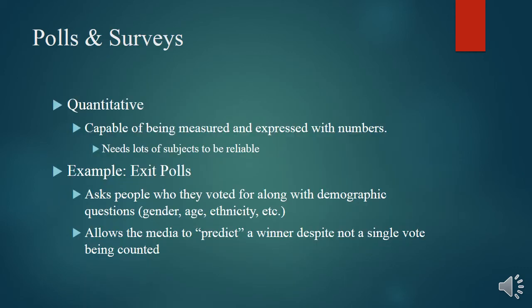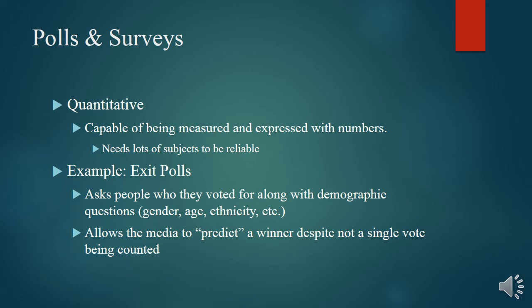Polls and surveys are another method that will reveal locational information. And polls and surveys can produce data that can be broken down into some scientific terms known as quantitative data or qualitative data, and we'll explain each of those. Generally, what you'll get with polls and surveys is quantitative data, all right? Data that is capable of being measured and expressed with numbers that can be quantified, right?